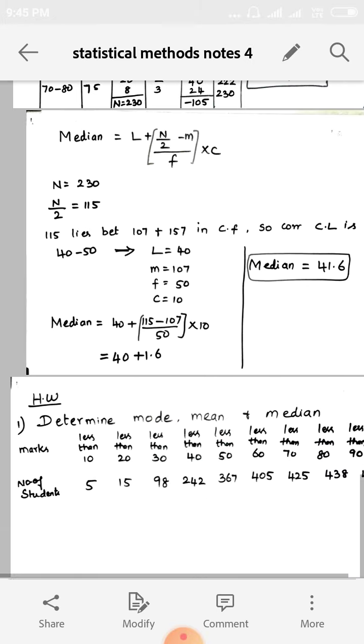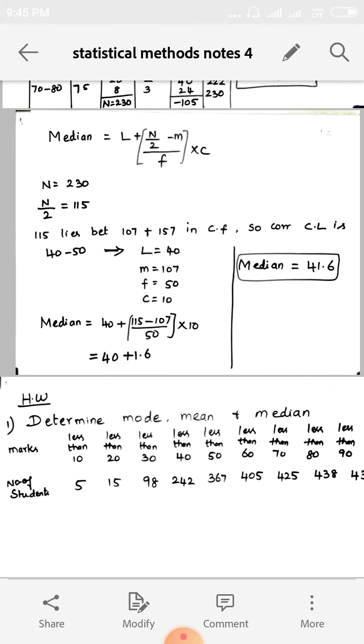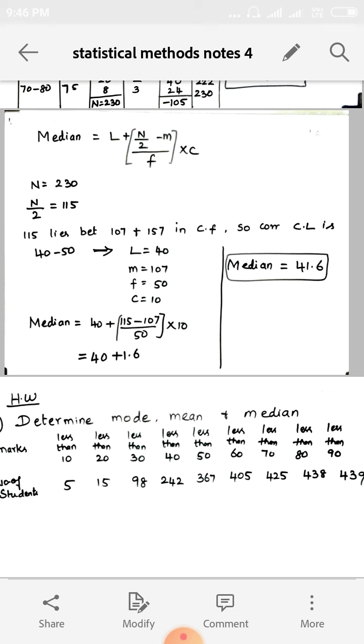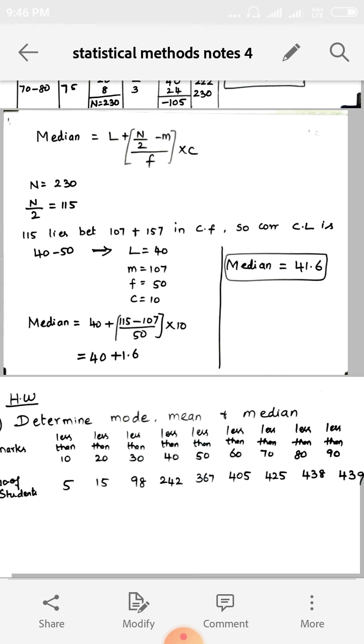See the homework, girls. Determine mode, mean and median. You just have to find mean, median and mode. Same method, less than type: less than 10, 20, 30, 40, 50, 60, 70, 80, 90, and the number of students is given. The number of students is nothing but cumulative frequencies. So less than 10 means 0 to 10, then 10 to 20, 20 to 30, 30 to 40, 40 to 50, 50 to 60, 60 to 70, 70 to 80, 80 to 90. Like that we have to form the class intervals.